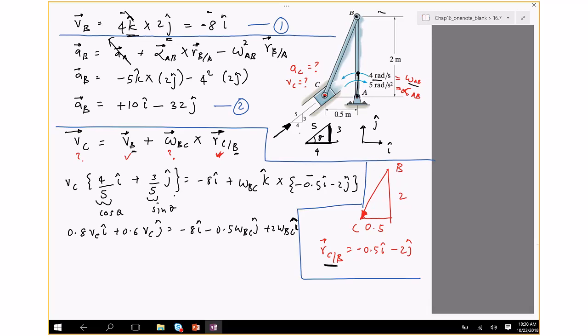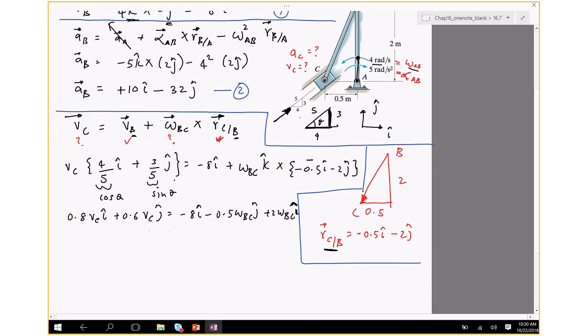So if I look at that equation, there are two unknowns, VC and omega BC. However, there are two equations because there's an I component on both sides and a J component on both sides. So you equate the I component, equate the J component. You have two equations, two unknowns, solve for those unknowns. Two equations by comparing I and J and solve.